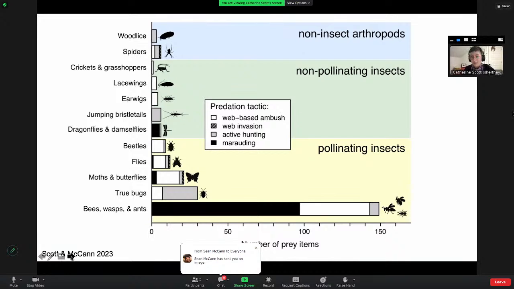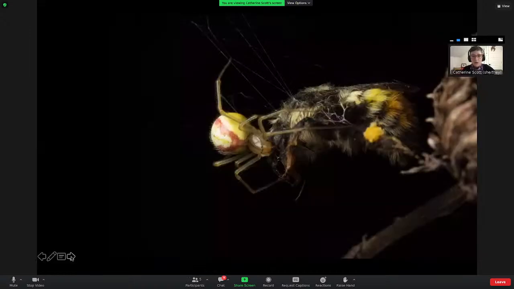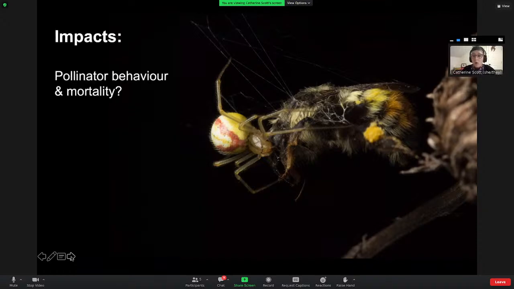But of course, like most successful scientific studies, we have more questions at the end of the day than we have answers. This is just a nice photo of a candy stripe spider feeding on a pollinator, a bumblebee in this case. These are some of the questions that we now have about the impacts of these spiders. They are introduced from Europe. They're not originally from North America. So they're kind of a new thing over the last 100 years. We'd like to know what kind of impact they're having on the insects here in North America.